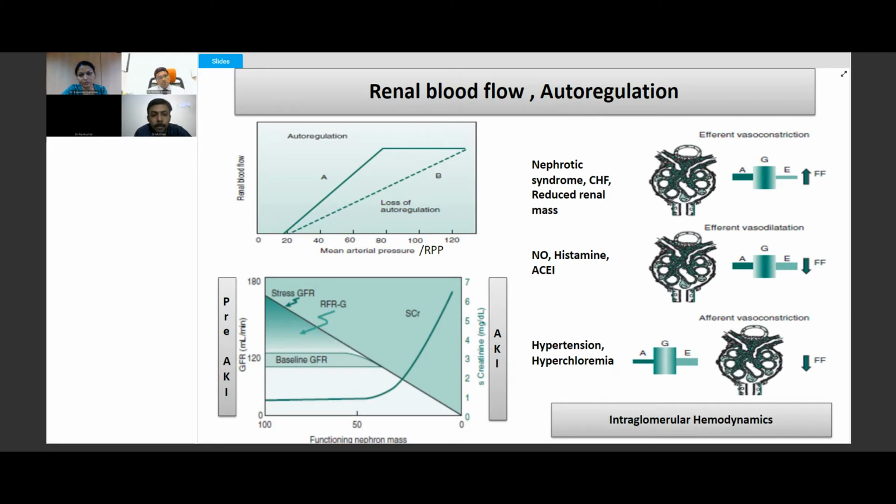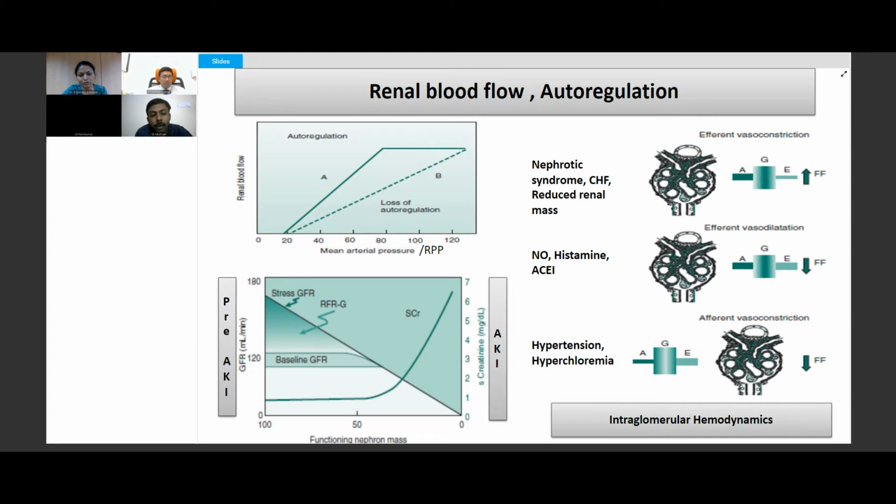This is harmful. And another major point with kidneys is that with stress, there is a baseline GFR which goes up. The kidney tries to push. There is a functional reserve, and there is a stress GFR which increases and maintains the filtration function of the kidney. Thereby, the creatinine doesn't go up, and the urine output is maintained up to a certain stage, at least 50% of the functioning nephron mass. And after that, only the urine output decreases and the serum creatinine goes up.